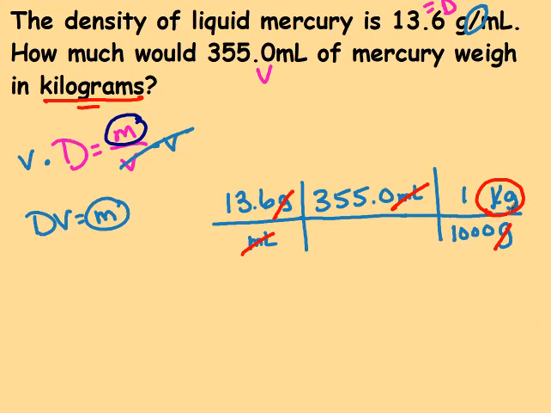Now that I have the unit I want, I can plug it into the calculator. I'm going to multiply on the top, and I'm going to divide going top to bottom. So we get 4.828 kilograms.